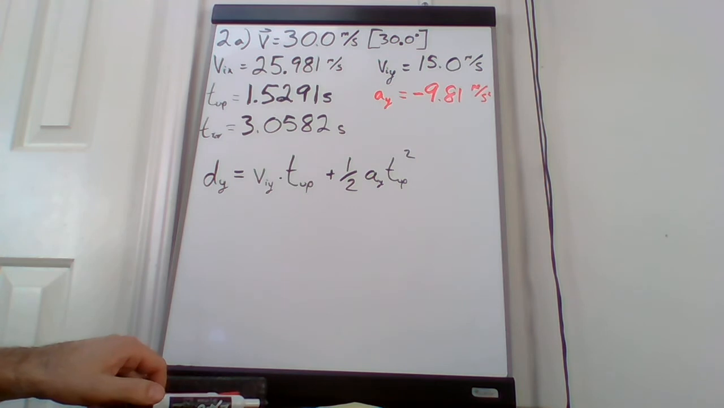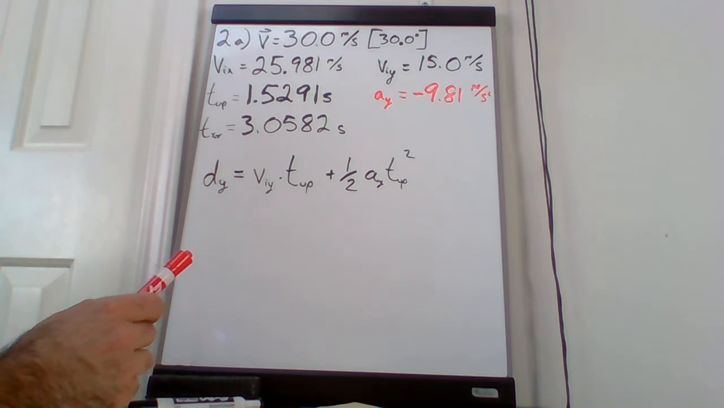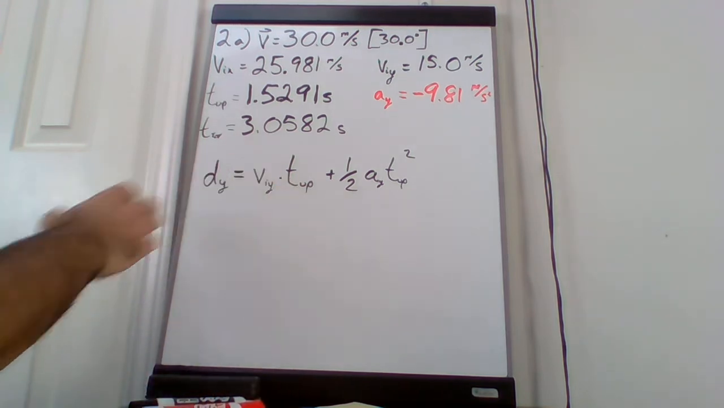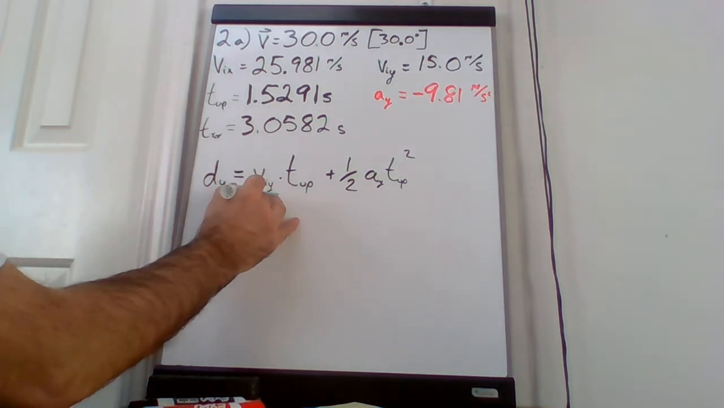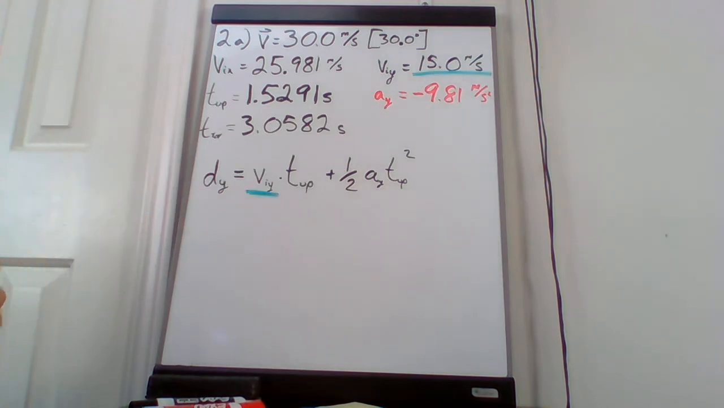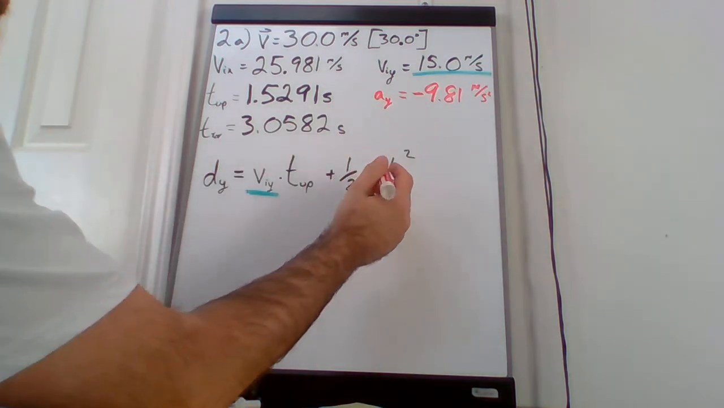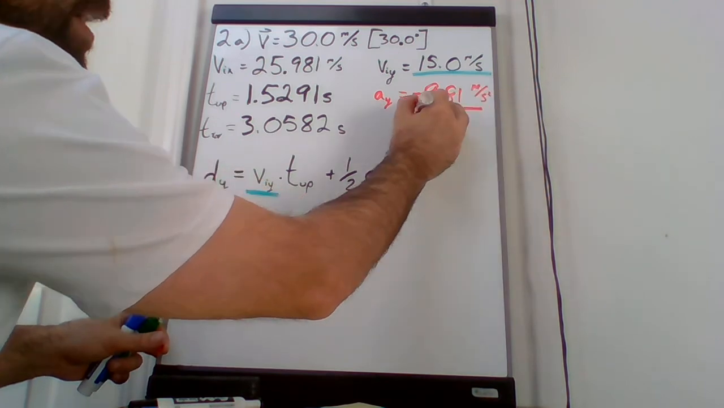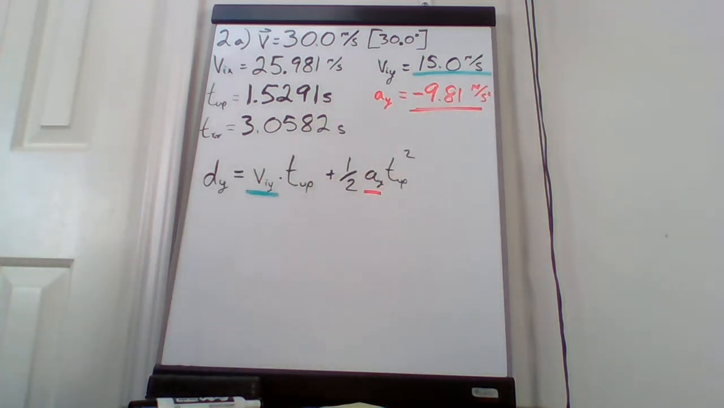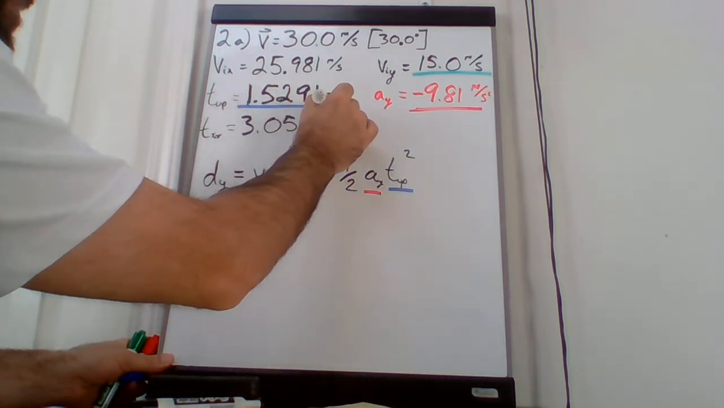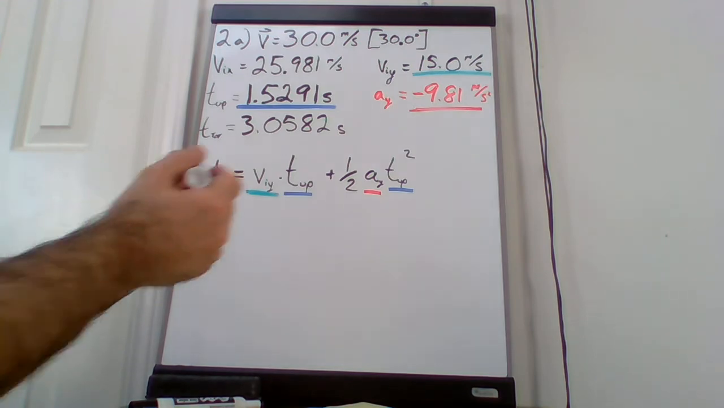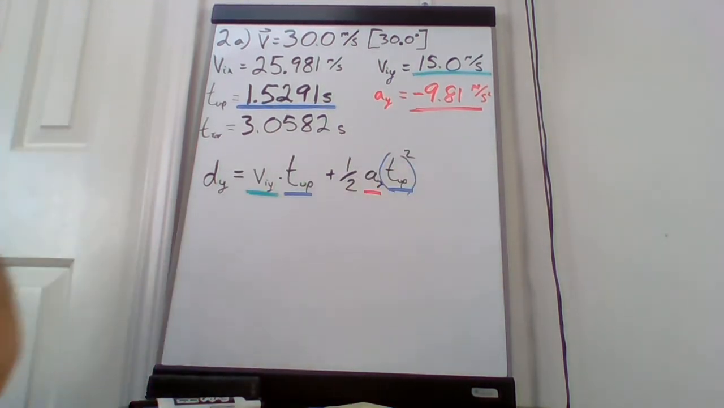So in this problem, the reason we started in the order that we do is because to get this distance in this direction here, I need to use this initial y velocity, which I have up here. I need to use this acceleration that I have right here, and then I need to use this time up from this value here. Okay, keeping in mind that it's this time up that's squared, not the whole portion at the end.